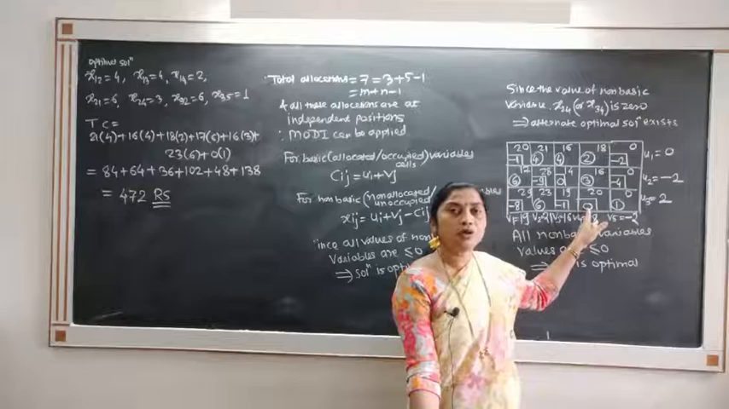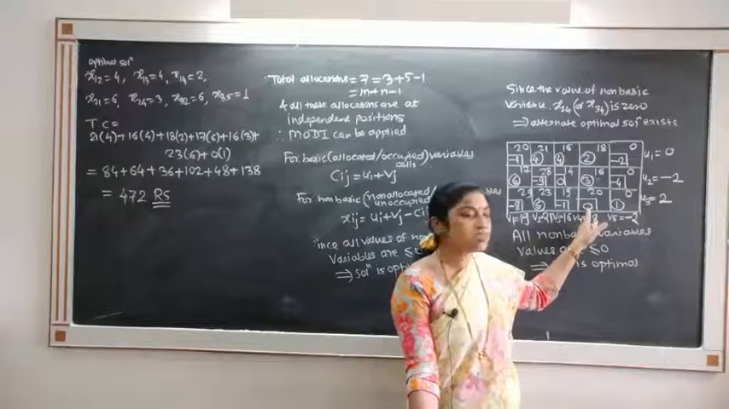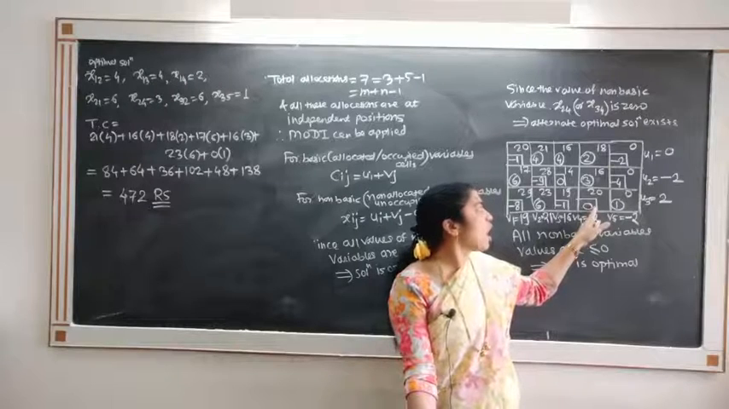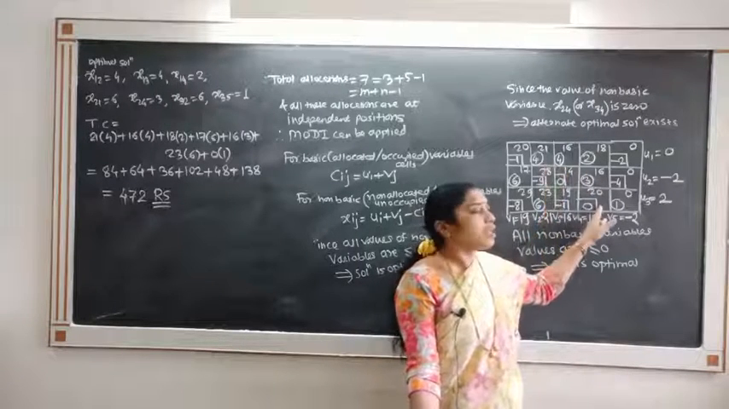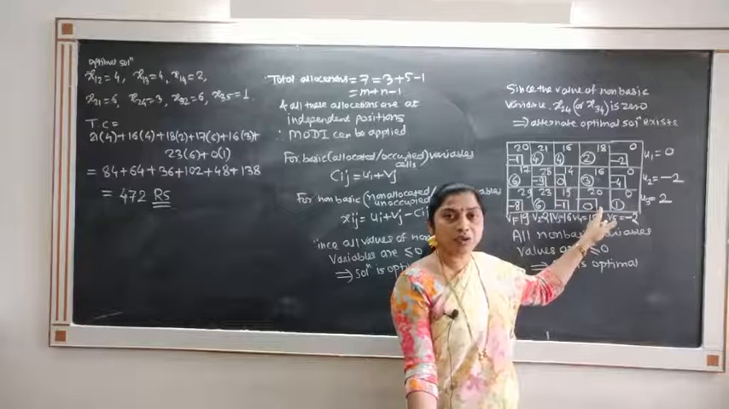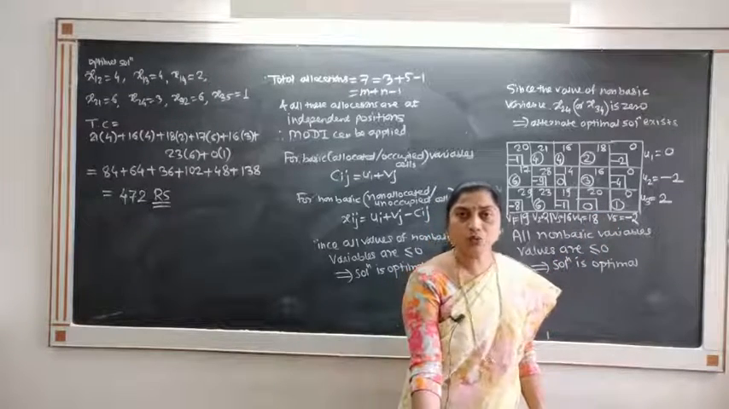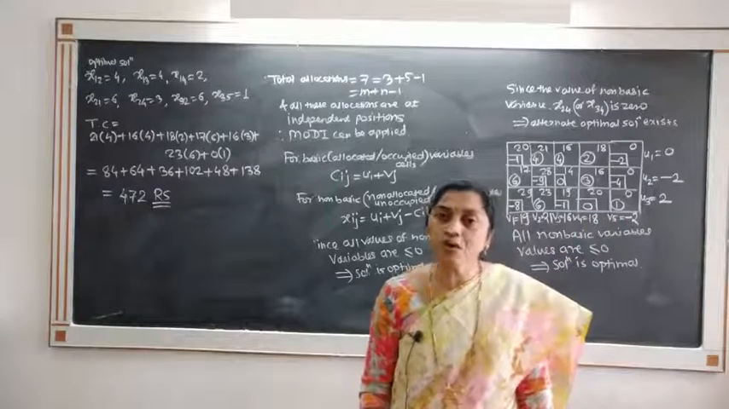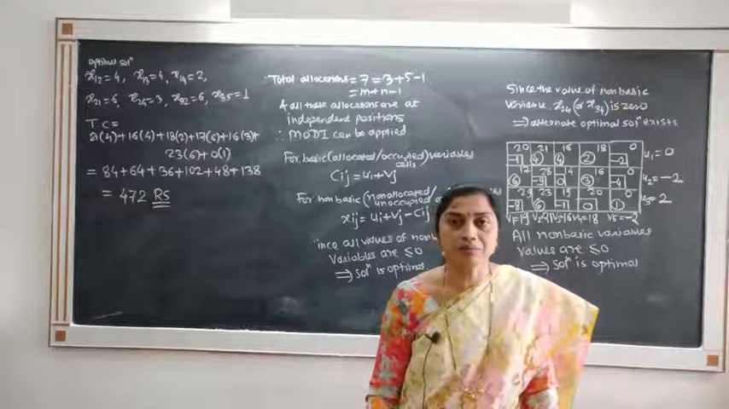If you want, you are able to find alternate solution from this, starting with this 0 and forming a closed loop, and apply the same method, we can find more alternate solutions in this problem. Alternate solution means the transportation cost remains same, only the assignment will vary.